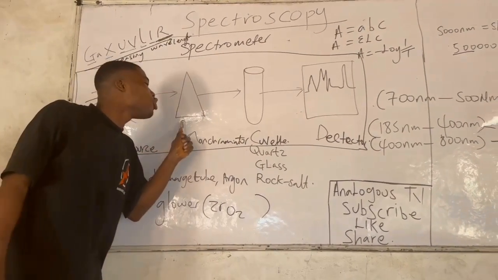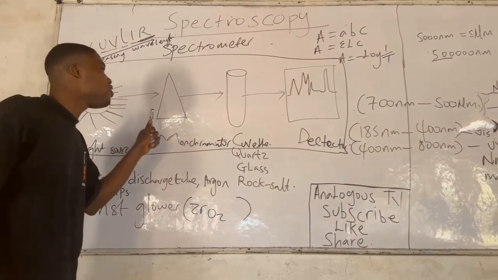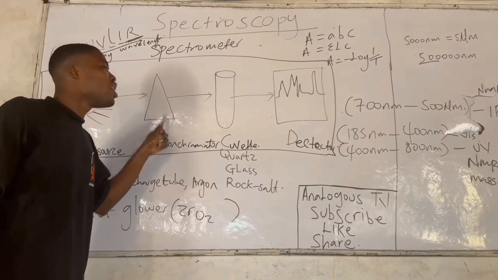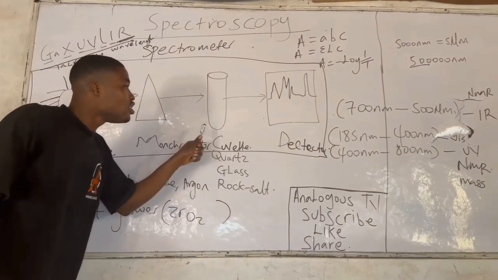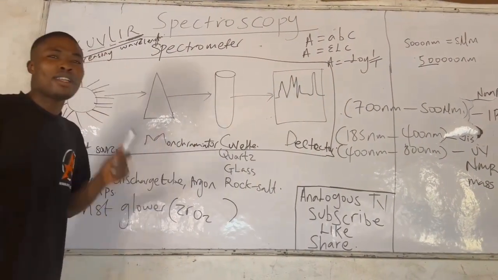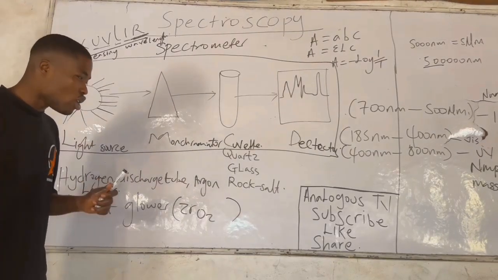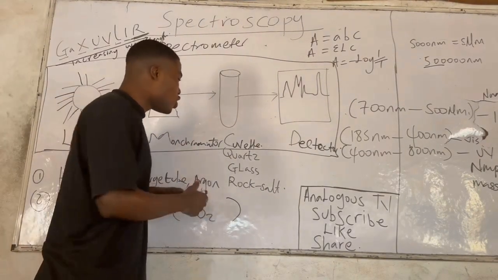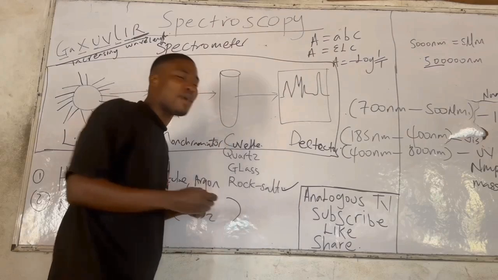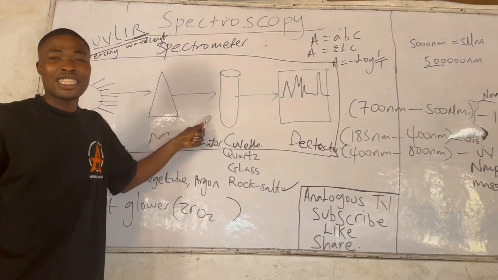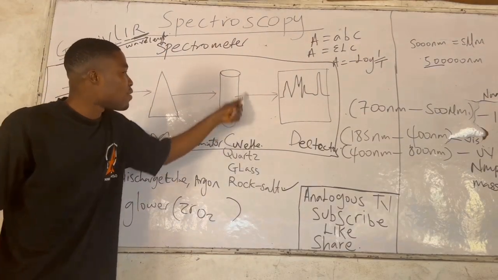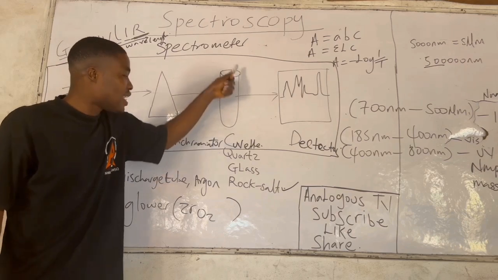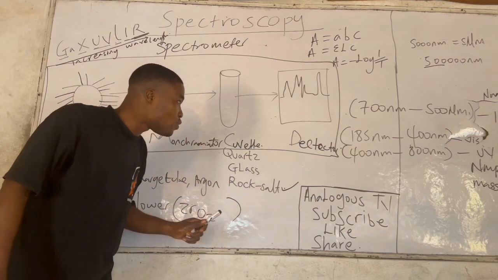Then I have a monochromator that will separate every other light, leaving only IR light to pass through. Now for IR spectroscopy, the cuvette should be made up of rock salt. When I say rock salt, I mean the material should be something like NaCl. So the cuvette should be made up of a material like NaCl or KCl, rock salt, for IR spectroscopy.